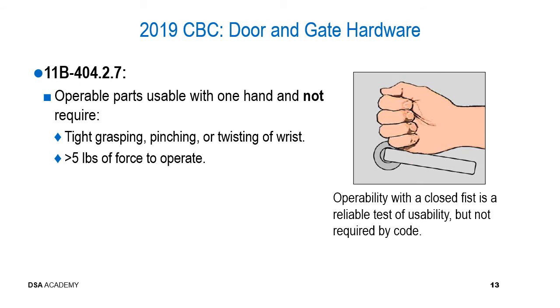Regarding door and gate hardware, these provisions have not changed from what they were in the past. Regarding the operable parts specified in 11B-404.2.7, those must be usable with one hand and not require any tight grasping, pinching, or twisting of the wrist, and must be operable with less than 5 pounds of force to operate, so that means that they must not require more than 5 pounds to operate. And the operability with a closed fist is often a reliable test of the usability but not required by the code, and there's an image showing such a situation.